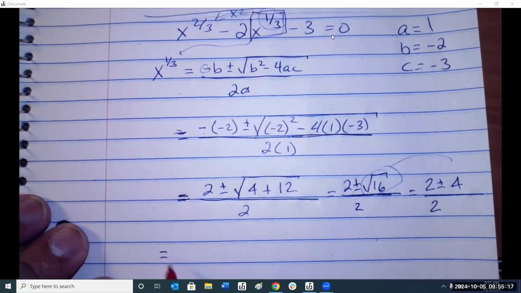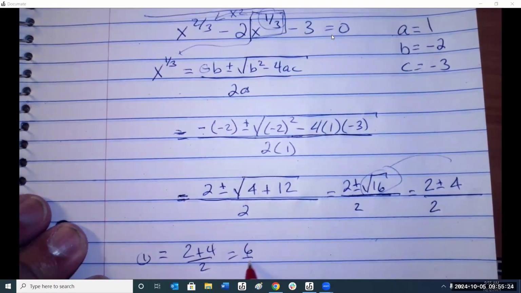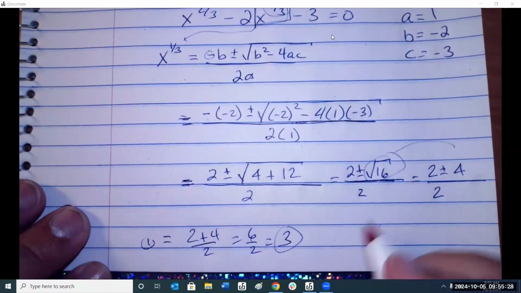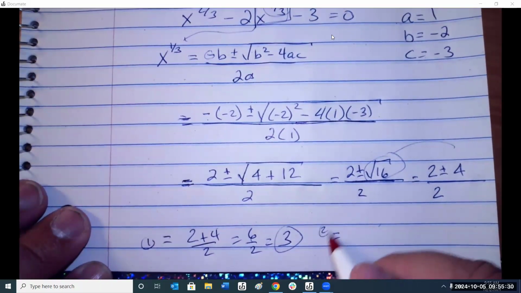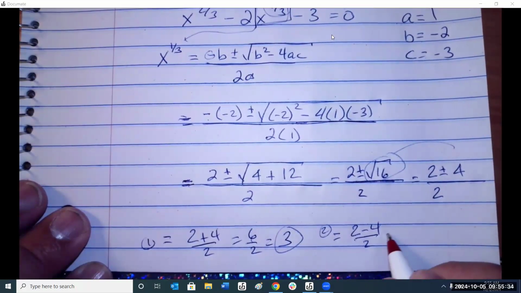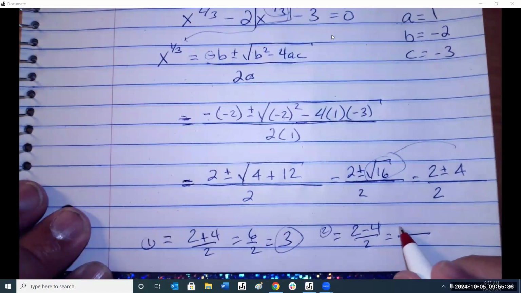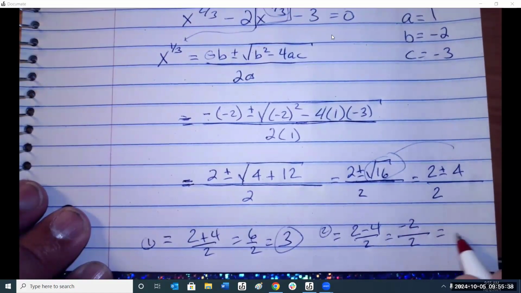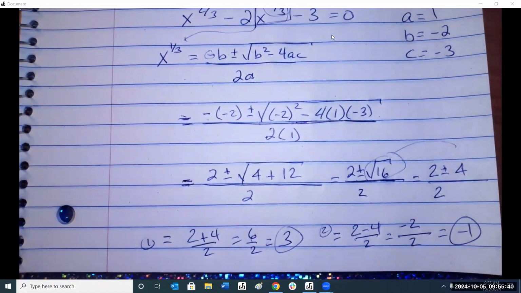So our answers become, this is our first answer, 2 plus 4 over 2, which is 3. And our second answer, we have 2 minus 4 over 2. So it's negative 2 over 2, which is negative 1. And those are the solutions.